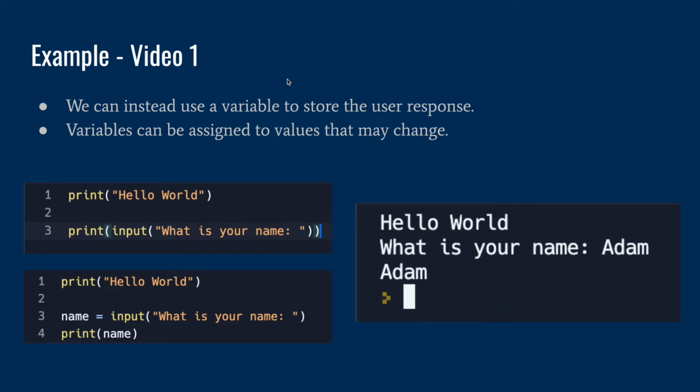Going back to our program in video 1, we asked the user for an input of their name and directly printed it by enclosing the entire input function in a print function. But instead of that, we can use variables to store the user response. And variables can be assigned to values that may change, such as an input function. So this image below with print hello world, and then underneath that, we're storing the input of the name in a name variable and then printing that. And as you can see here, the output for both of these snippets of code is the same.